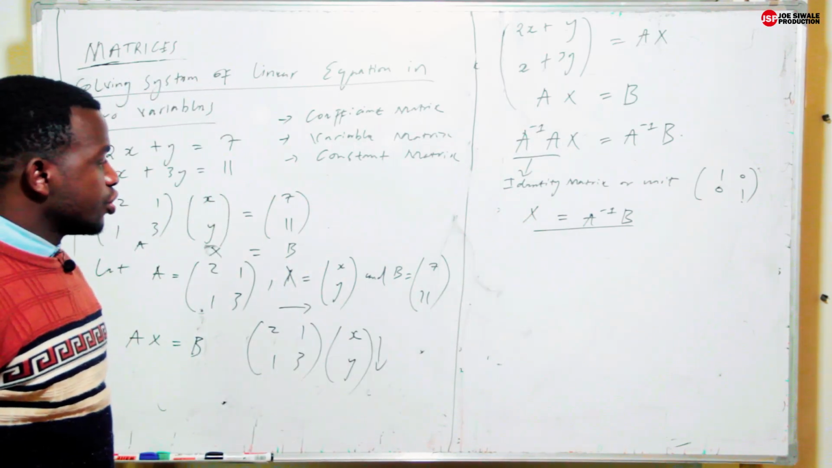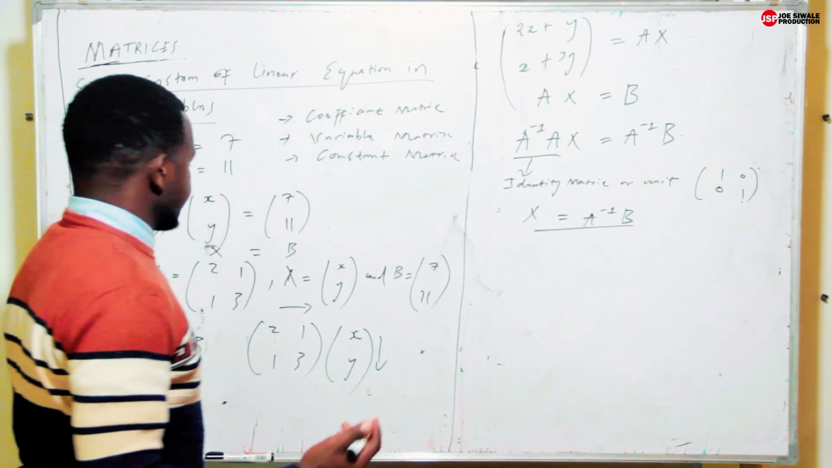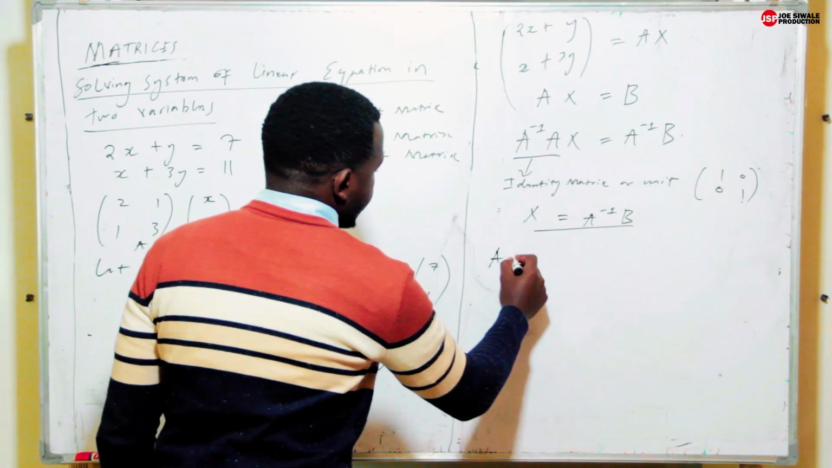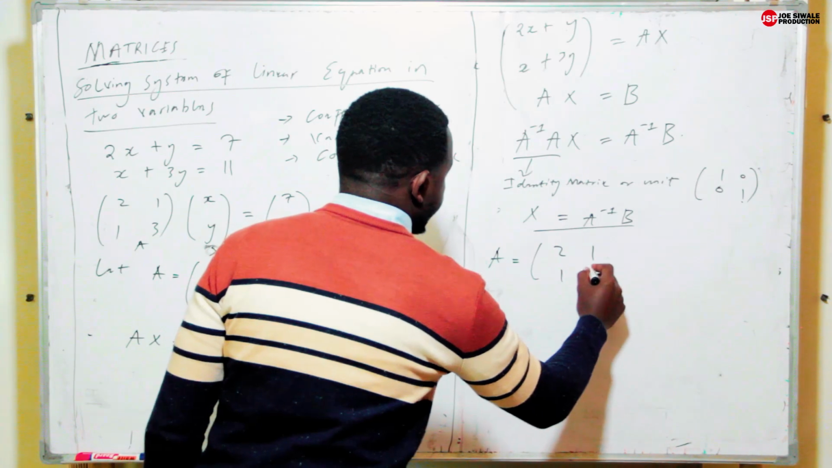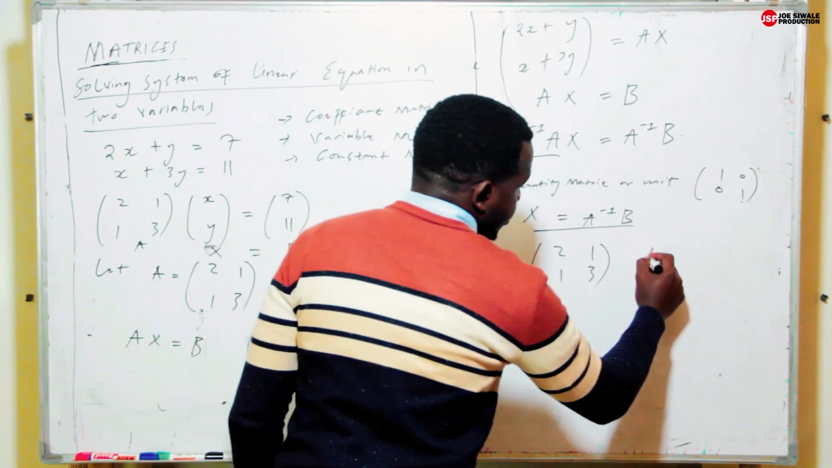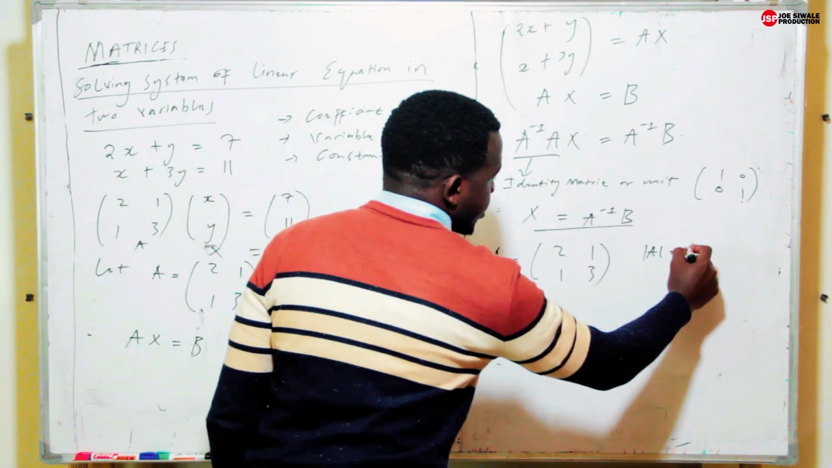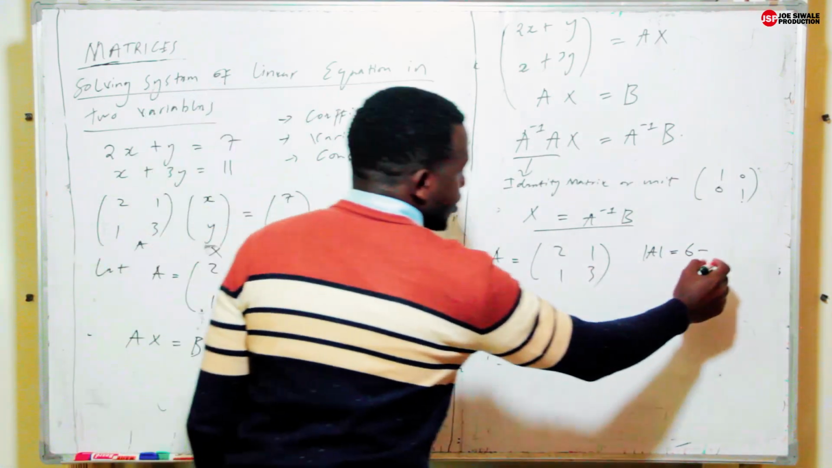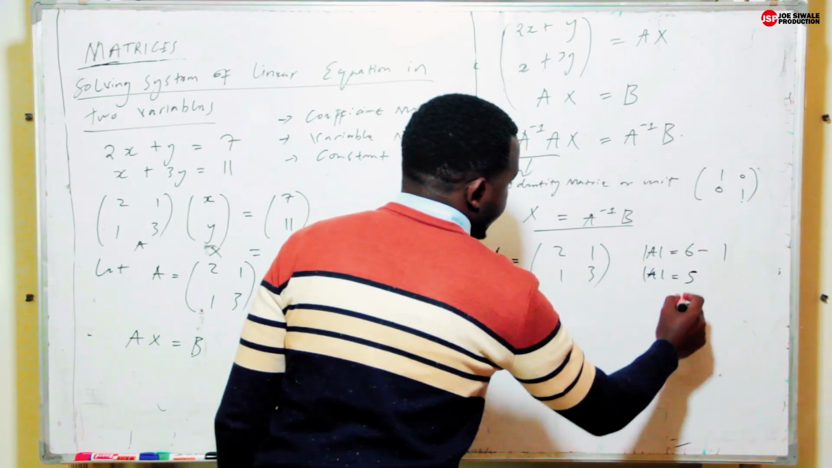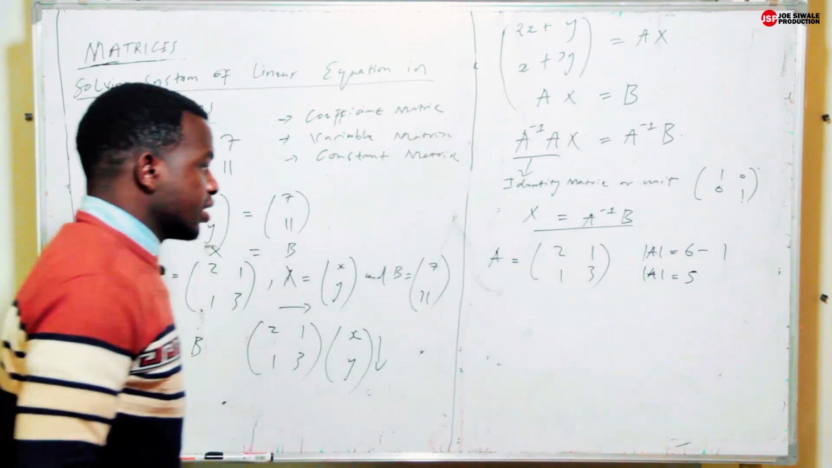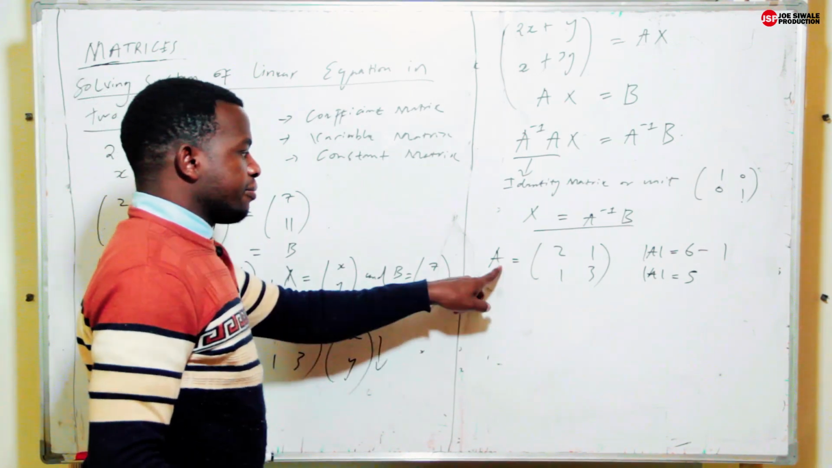So the first thing that we're going to do is to calculate the determinant of A. So we know that our A is equal to 2, 1, 1, 3. So for us to calculate the determinant, we're going to say 2 multiplied by 3, we are having 6, minus 1 multiplied by 1, we're going to have 1. So the determinant of A, we're going to have 5. That's the determinant. Since we have calculated the determinant, we have to find the inverse of matrix A.